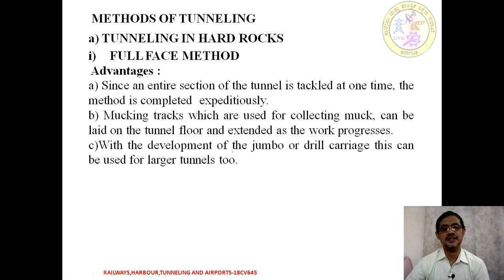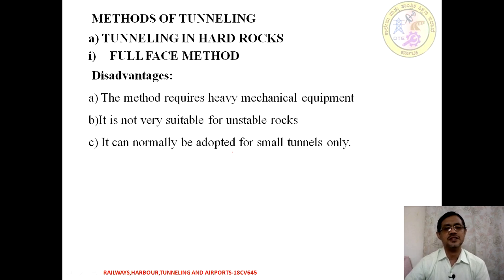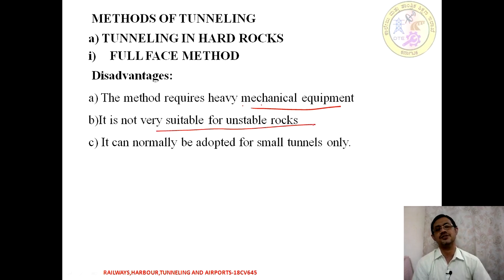Depending upon the drill or jumbo drilling, we can extend the dimension to larger dimensions, greater than 3 meters also. The disadvantage of this method is that, as we know, drilling is involved, so to drill that rock we require heavy mechanical equipment. Apart from that, it is not very suitable for unstable rock, fragmented rock or fissures. So it can normally be adopted only for smaller dimension tunnels. That is the full face method of tunneling in the case of hard rock.